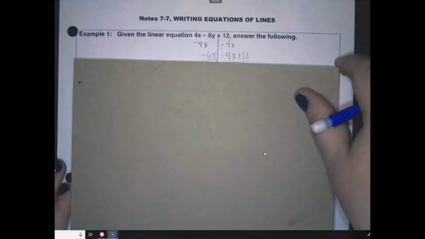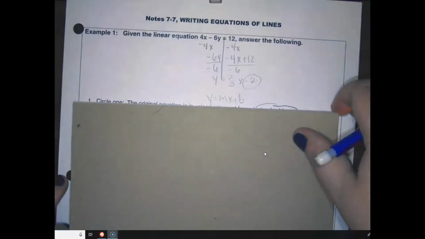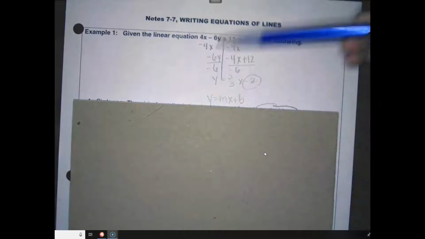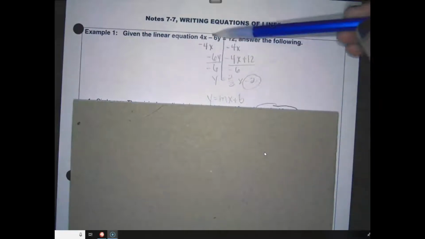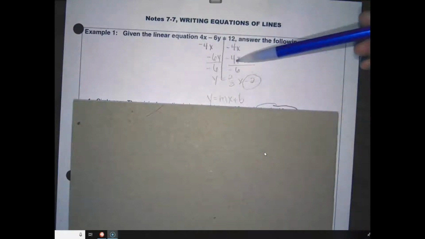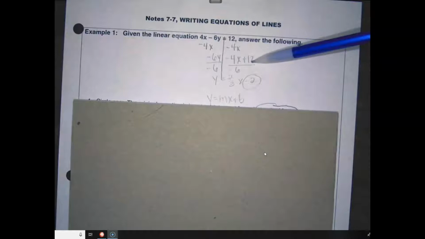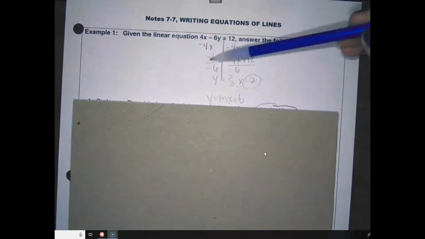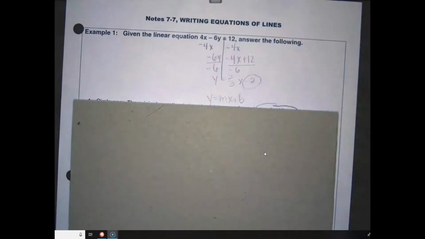Alright, so example 1: given the linear equation 4x minus 6y equals 12, answer the following. I went ahead and changed it into slope-intercept form. I subtracted 4x from both sides, which left me with negative 6y equals negative 4x plus 12. Then I need to get rid of that negative 6. Since it is a coefficient of y, that means it was multiplication, so its inverse is division. So I divided both sides by negative 6.